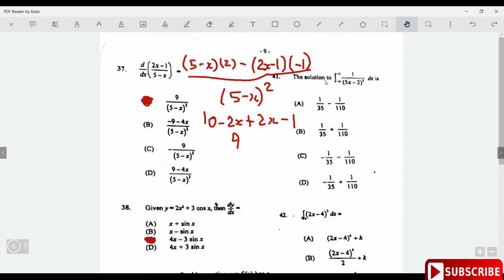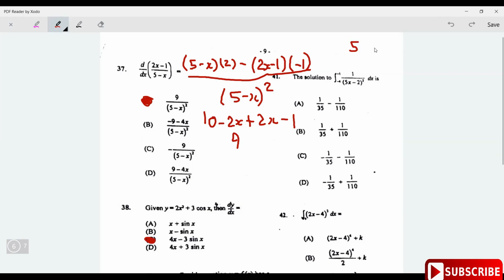It says the solution to the integral from minus 4 to minus 1 of this is, now when you integrate this, you add 1 to the power, so it's going to become 5x minus 2. When you add 1 to the power, it becomes minus 1. And then you divide it by minus 1 times 5. So you're dividing it by minus 5. And then you're integrating from negative 4 to negative 1.